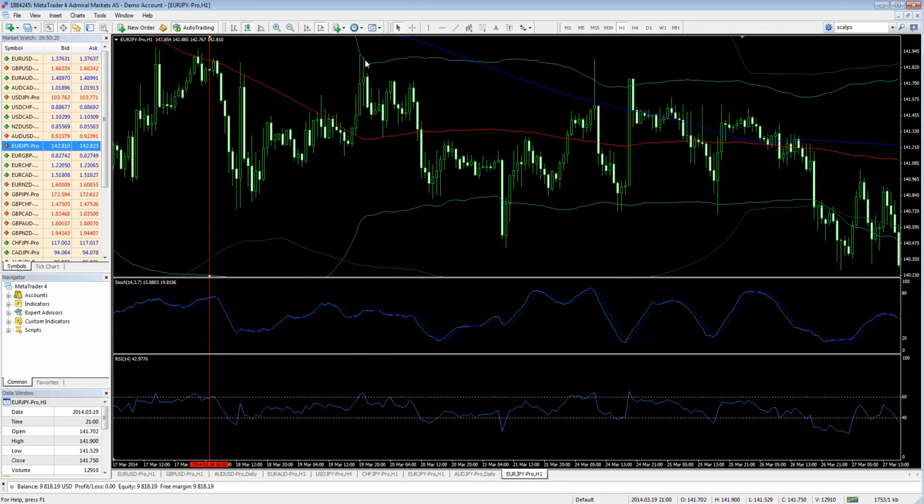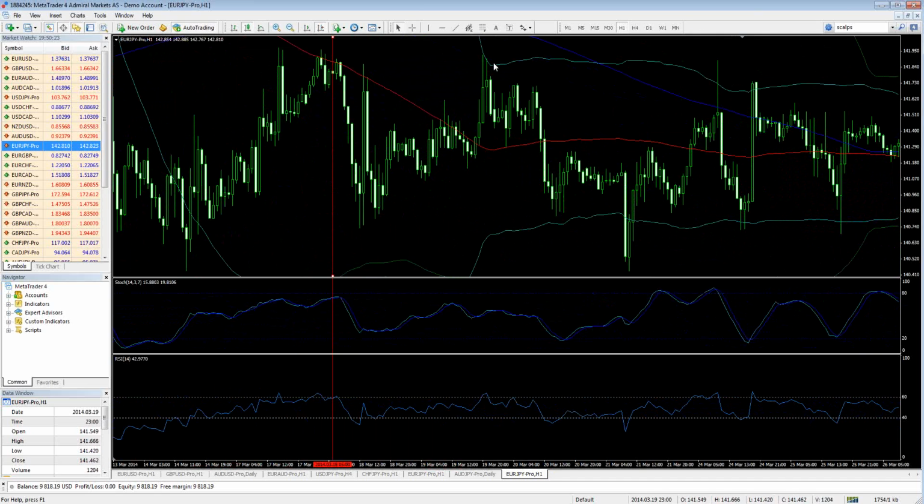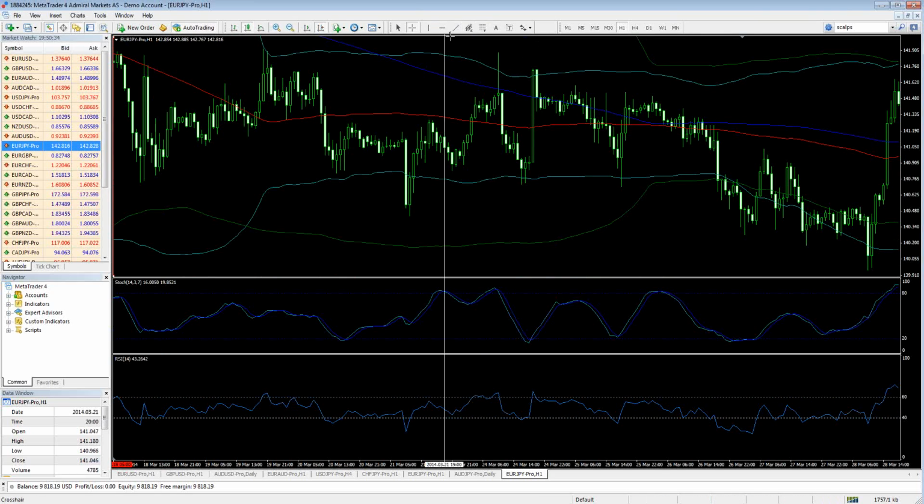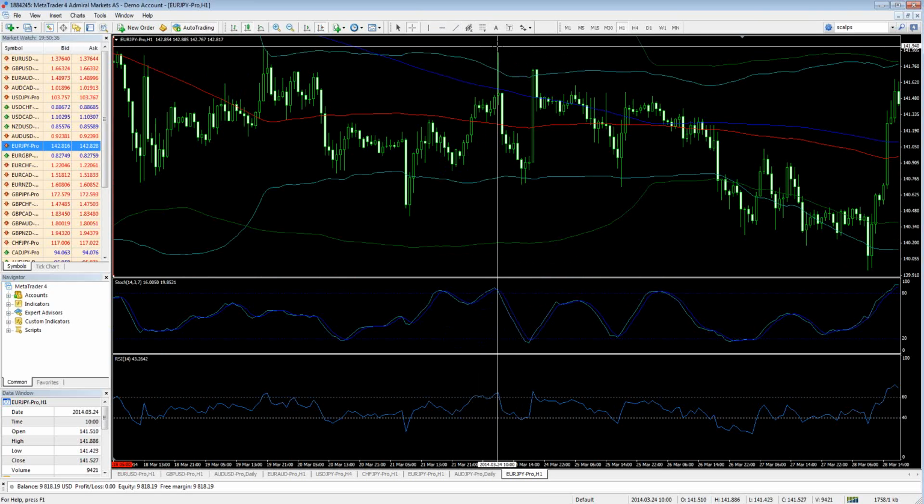Here, another example. After the pullback, look at this. It isn't a perfect example because of stochastics in between, but this is a perfect example. Look at this. This is a perfect example. It went down.